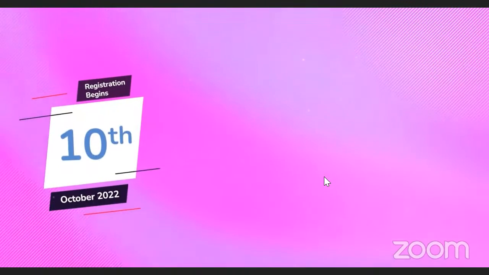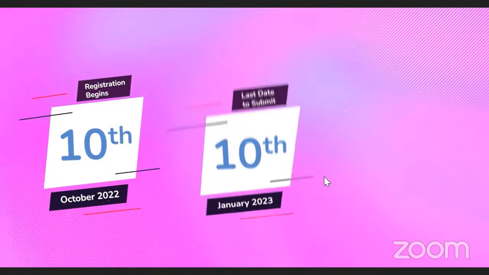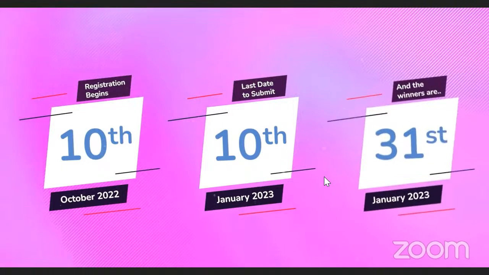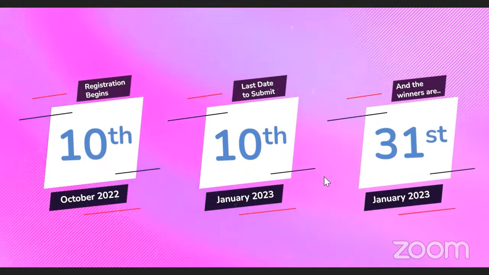Registration for Codeavour 2022 International starts on 10th of October. The last date to submit your project is 10th January 2023. You can register anytime between 10th of October and 10th of January 2023. The winners of Codeavour 2022 International will be announced on 31st January 2023.